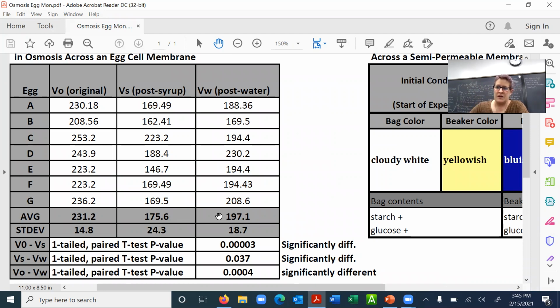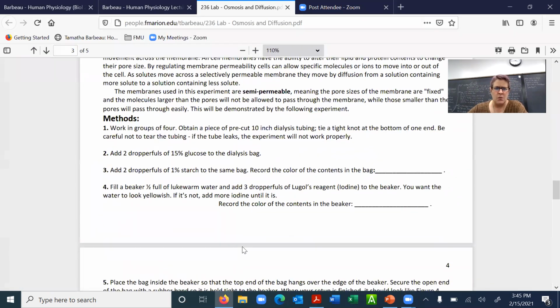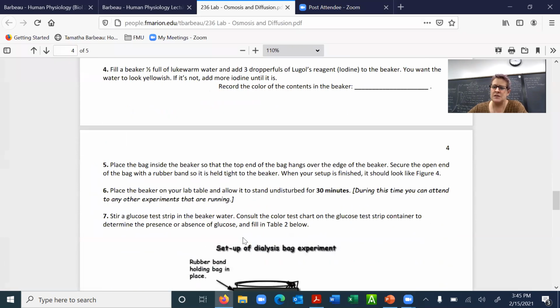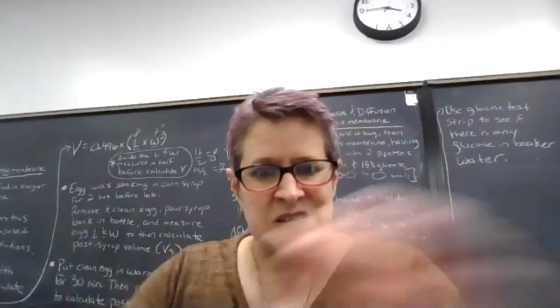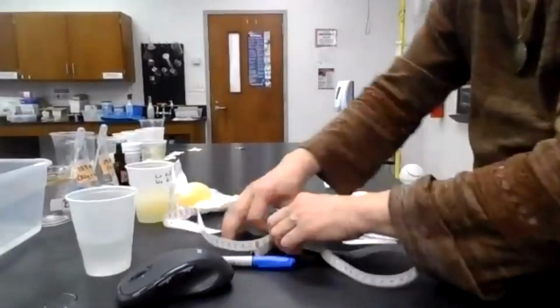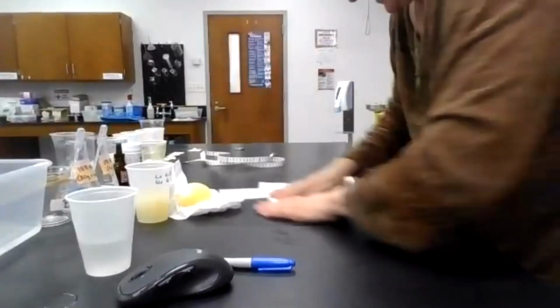Okay, so that's one experiment. We have another experiment going on. In the other experiment, we are looking at osmosis and diffusion across a dialysis membrane, and I'm going to show you how to set that experiment up. Okay, so we're going to stop the share, and we are going to set up that experiment. So come with me. Okay, here we are. So I'm going to get this on the bench. The egg data is done.